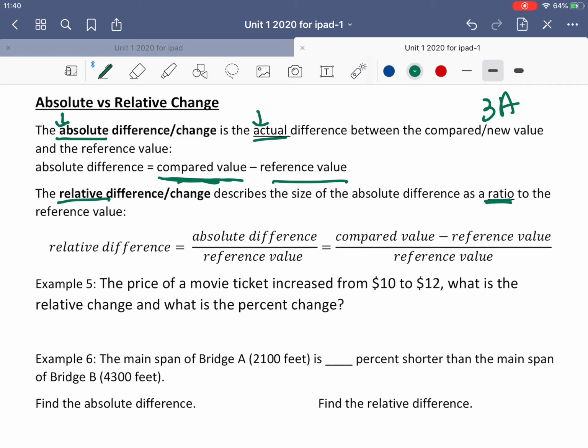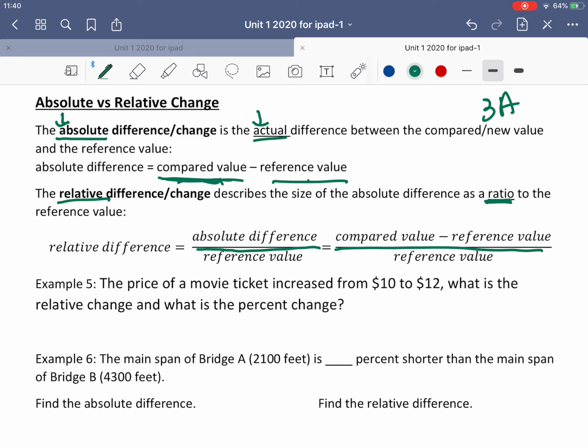So here's the official formula. We can either take the absolute difference or change, what we just found by subtracting, and divide it by the reference value, or we can do that all in one big step if we want to. We take compared minus reference, which is what's in the numerator, and divide it by the reference. So let's do this example.